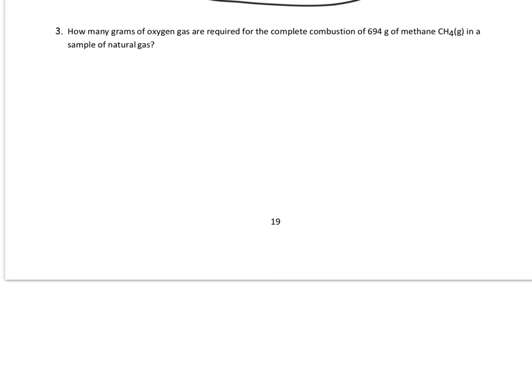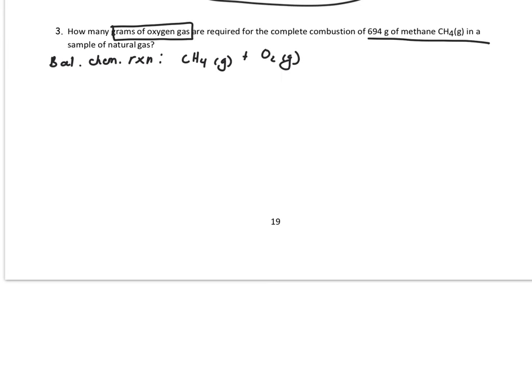In problem 3, we want to determine the grams of oxygen gas given a combustion reaction with methane. So always the first step, we want to write down the balanced chemical reaction. And so we have methane gas reacting with O2 gas to produce carbon dioxide and vapor water. And we're going to put a 2 in front of the oxygen to balance this.